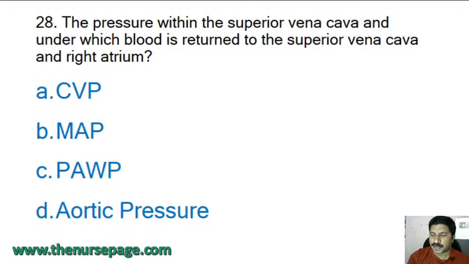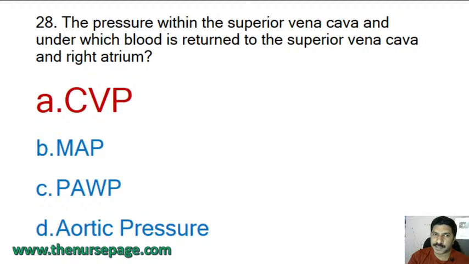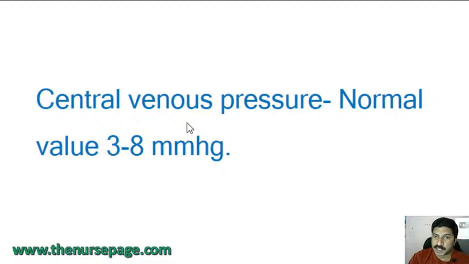So all of you know the correct answer, that is option A, central venous pressure. That is the pressure of the superior vena cava, or we can indirectly assess the pressure of the right atrium. Central venous pressure normal value is 3 to 8 millimeters of mercury. In centimeters of water it means 5 to 10 centimeters of water. Here it is 3 to 8 millimeters of mercury.